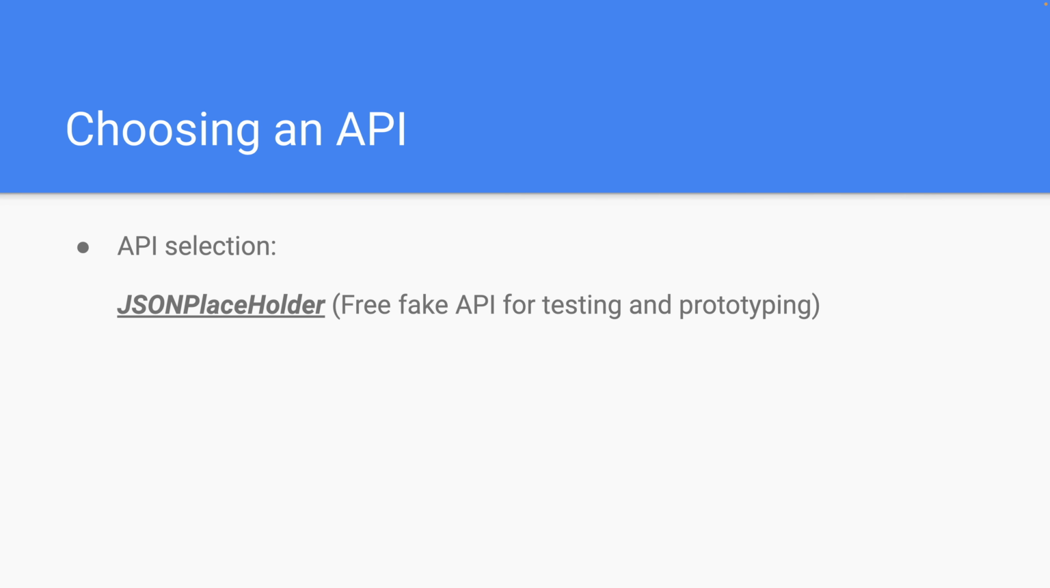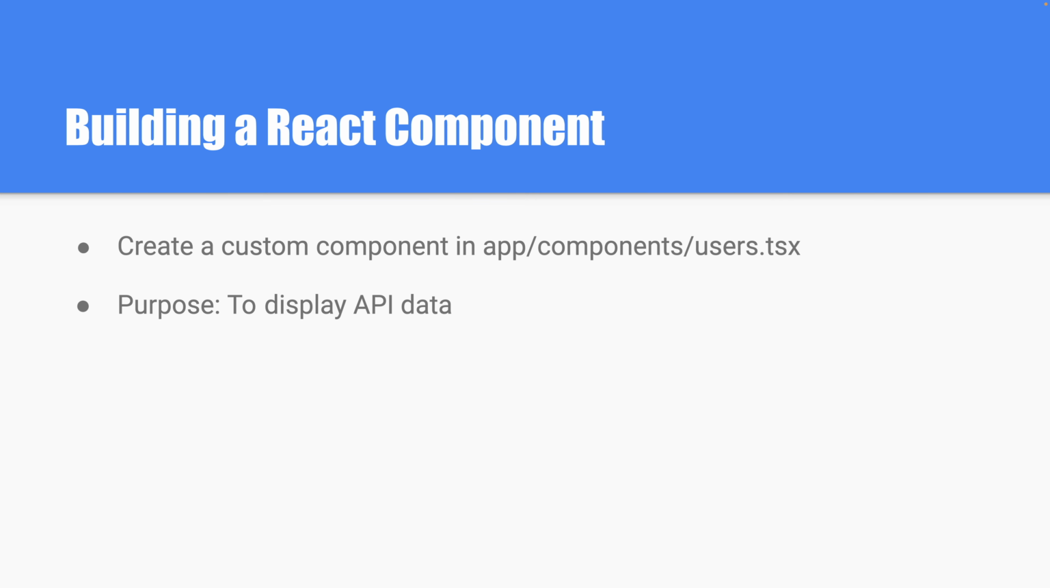Then we will choose an API to send a request by using the fetch API, by using the fetch function, and I will be using JSON placeholder. That is a free fake API for testing and prototyping. And then we will create a custom component users.tsx in the components directory, and the purpose of this component would be to display the API data.